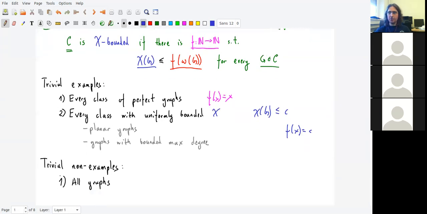Good. So in order to make sure that we actually work with a notion that is mathematically interesting, we need to have also a trivial non-example. So let's see why all graphs are not chi-bounded. In other words, we would like to prove that in all graphs there cannot be a single function that bounds the chromatic number in terms of the clique number, and this we will do in a moment.